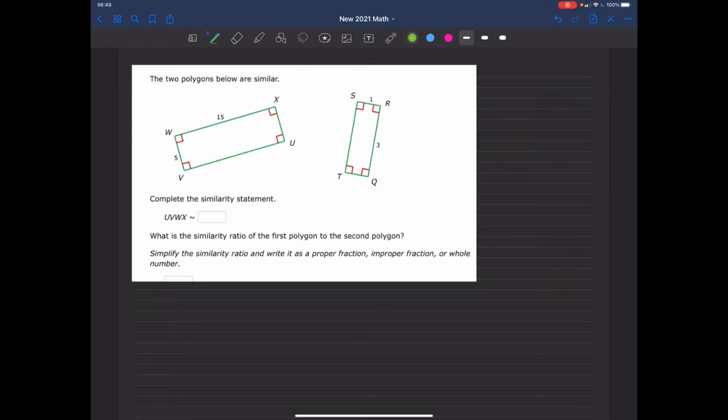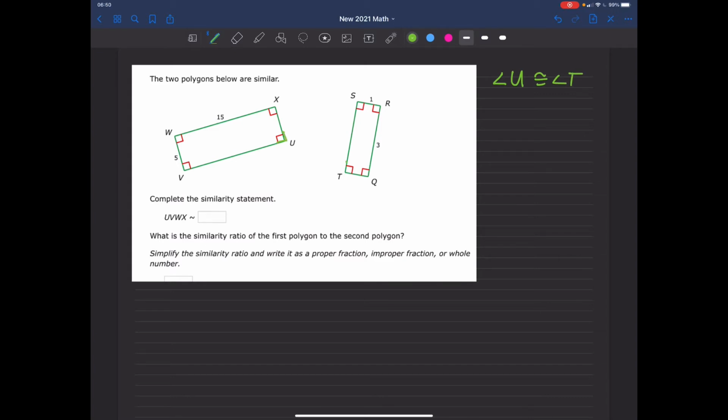So this example is asking us to complete the similarity statement and then also find the similarity ratio between the two polygons. So we have to go in order. So I'm just going to start from the beginning. And let's go ahead and just mark it up with the angles. So quadrilateral UVWX is going to be similar to the second one, but we have to determine the order. So angle U is congruent to angle T.